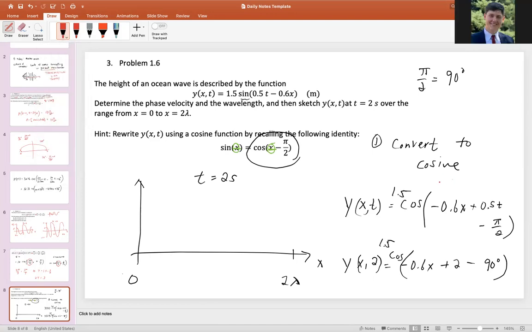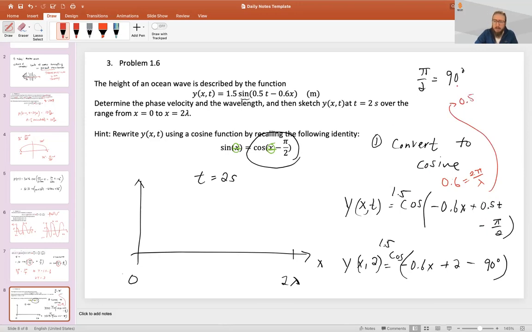I'd evaluate it at x equals zero. Yeah, and we also know a few other pieces of information, right? So 0.6, what is this equal to in that standard wave equation? Should be like 2 pi divided by... Sorry, I wrote this in a slightly different way. What about 0.5? What is 0.5 equal to?